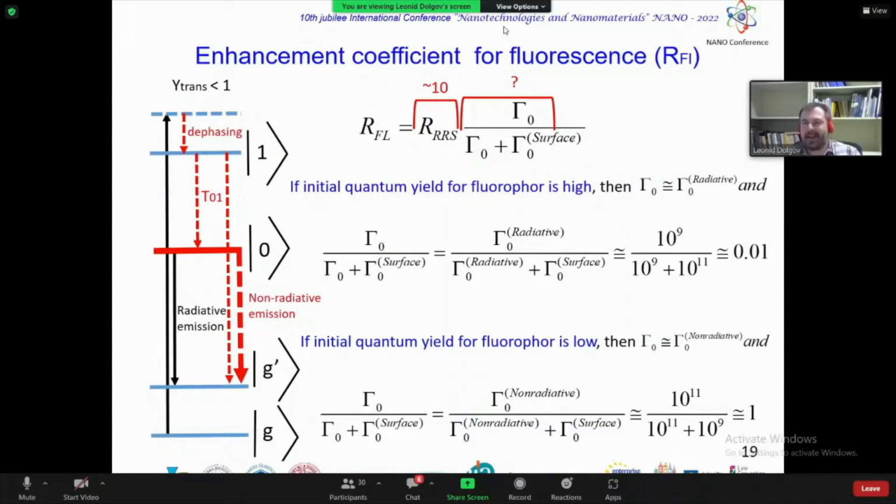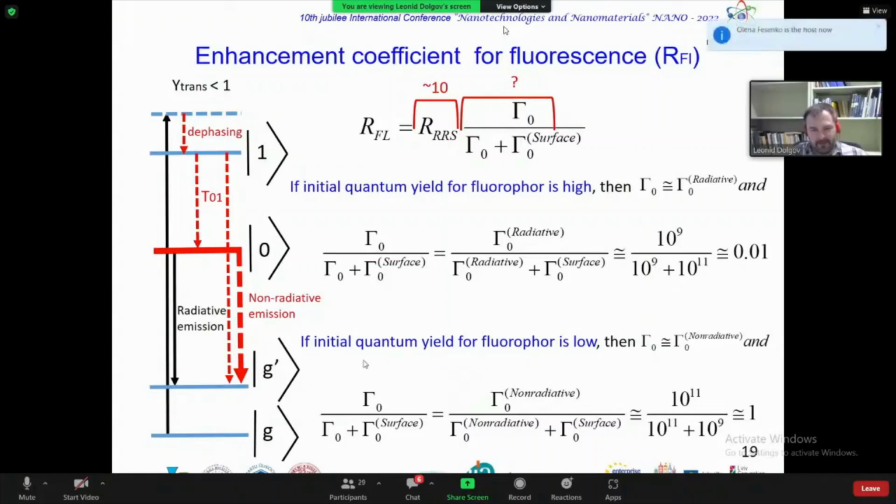So basically, for good fluorophores, which have quite high quantum yield, like 95%, there is no enhancement but a decrease when we place this plasmon particle near.